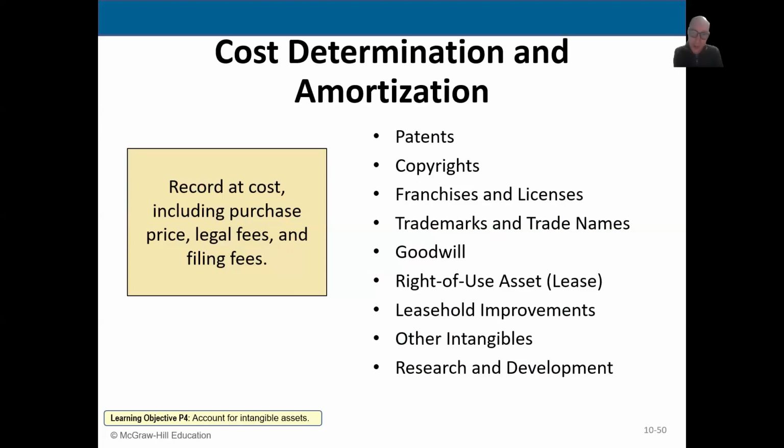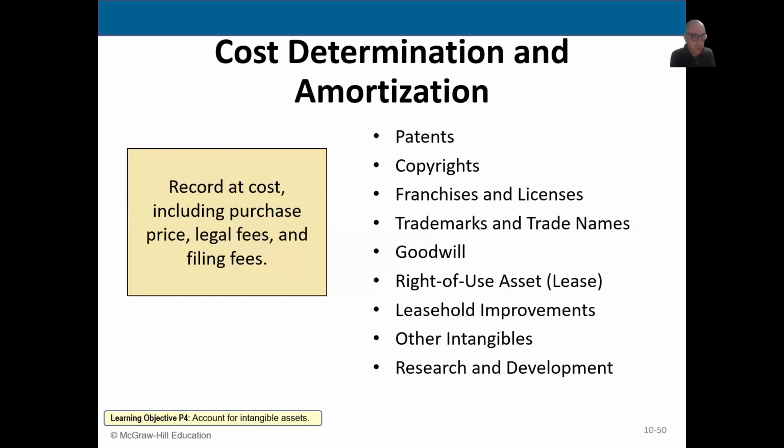Again, this includes things like patents, copyrights, franchises and licenses, trademarks, trade names, goodwill, right of use assets, also known as a lease, leasehold improvements, other intangibles, research and development, etc. Intellectual property, digital assets.